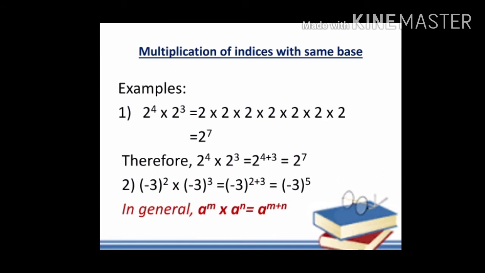See one more example. Minus 3 raised to 2 multiplied by minus 3 raised to 3 is equal to minus 3 raised to 2 plus 3, equal to minus 3 raised to 5. In general, a raised to m multiplied by a raised to n is equal to a raised to m plus n. Here a is a rational number and m and n are positive integers.